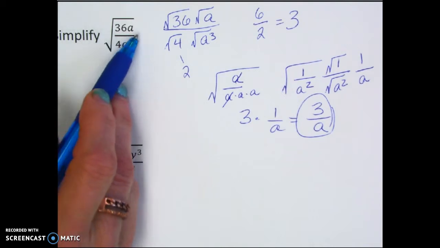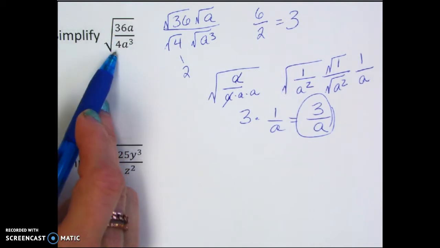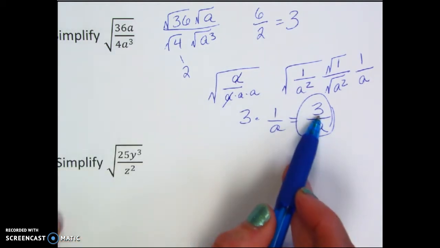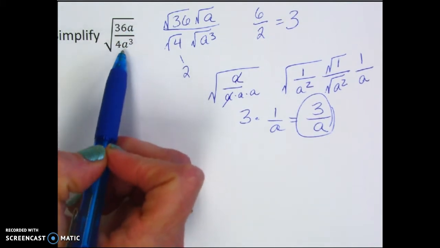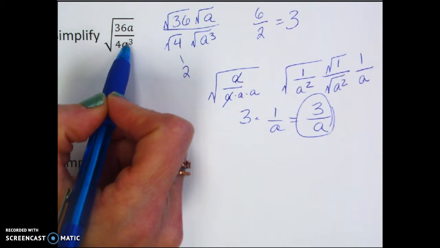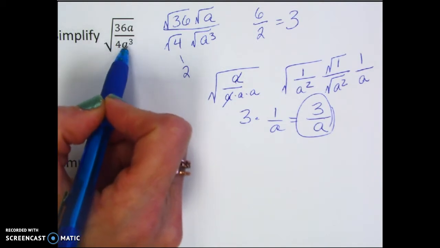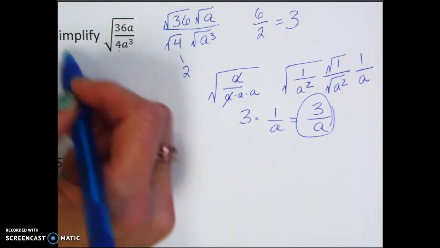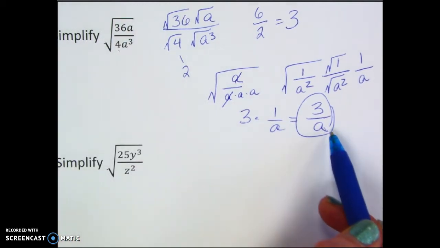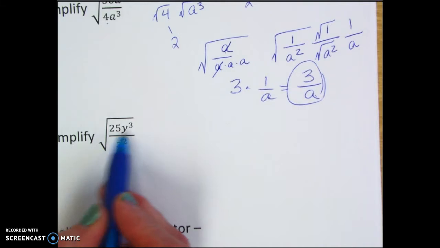Let's see, something else we could have done back here. 36 divided by 4 is 9. The square root of 9 is 3. So we could get the 3 part that way. We still got to look at these a's and think about canceling this a and one of these a's and still having the a squared in the denominator here, which means the square root of a squared, again, in the denominator is going to come out as just a in the denominator. All right, one more of these.